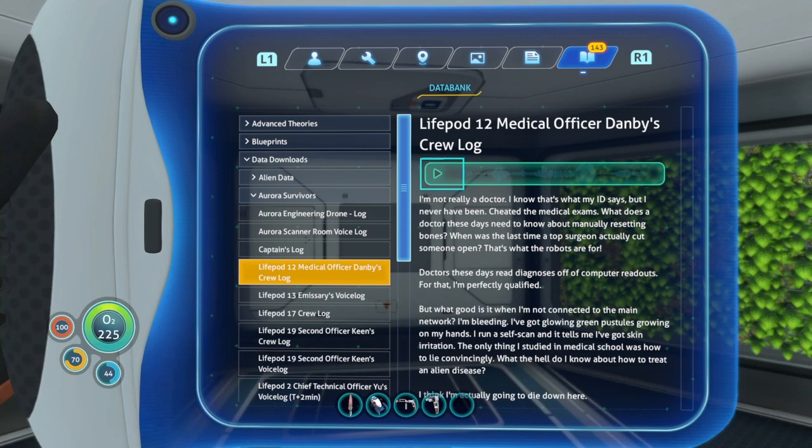Medical Officer Danby's crew log, I guess. Yeah. Which of course can be found in Lifepod 12. Where exactly?